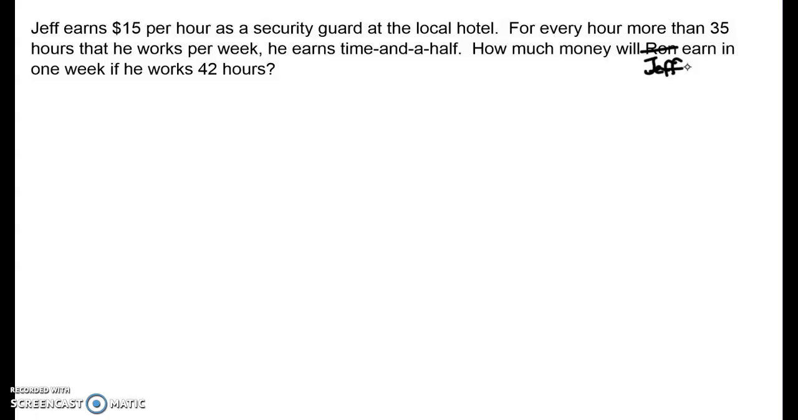So anything up to 35 hours, he gets $15 an hour. If he works overtime, so if he works more than 35 hours, those hours he gets paid his regular salary of 15 plus another half of 15. So if you think of half of 15, it's $7.50. 15 plus $7.50, he would earn $22.50 for each of his overtime hours. How much money will he earn in 1 week if he works 42 hours?